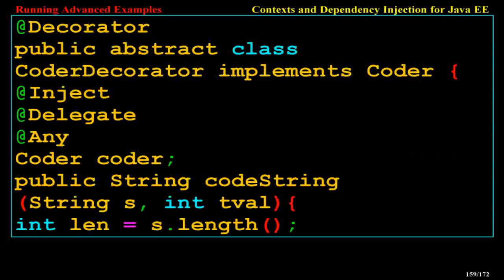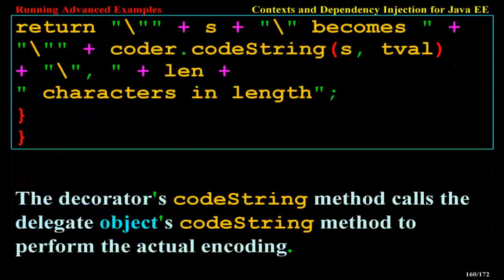@Decorator public abstract class CoderDecorator implements Coder { @Inject @Delegate @Any Coder coder; public String codeString(String s, int tval) { int len = s.length(); return "\"" + s + "\" becomes " + "\"" + coder.codeString(s, tval) + "\", " + len + " characters in length."; } } The decorator's codeString method calls the delegate object's codeString method to perform the actual encoding.